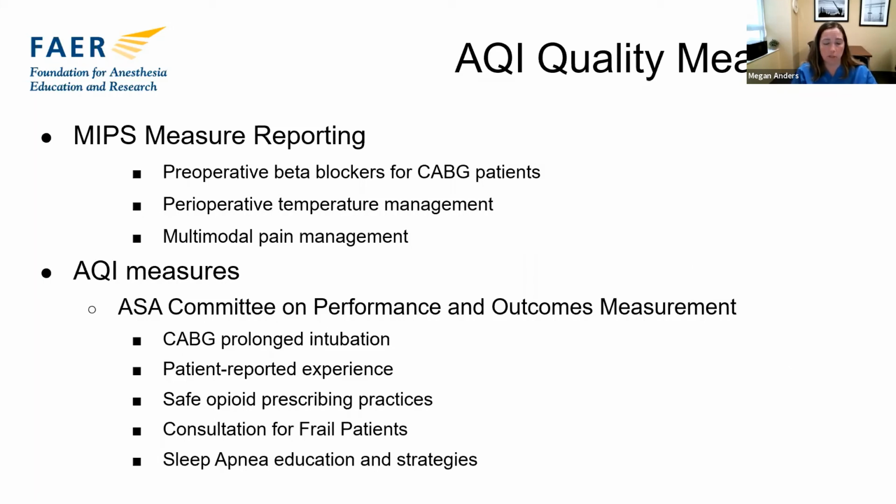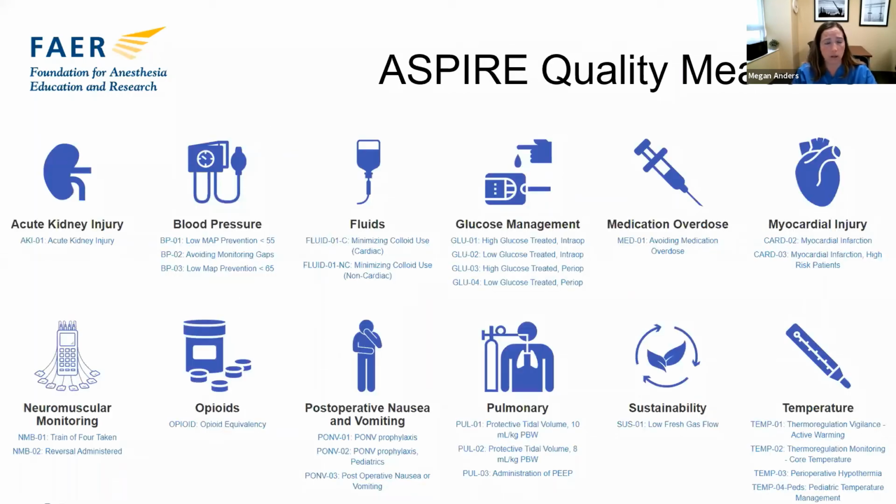There are measures that are endorsed centrally or developed centrally by the MIPS and CMS systems, such as perioperative beta blocker for heart surgery patients. AQI also layers on a few that were developed by the ASA Committee on Performance and Outcomes Measurement that have to do with prolonged intubation, patient reported experience, other topics like that. Aspire also has their own set of quality measures. You can see a whole range of topics here, from acute kidney injury, medication overdose, sustainability, and you can visit their website to learn more about those different measures.